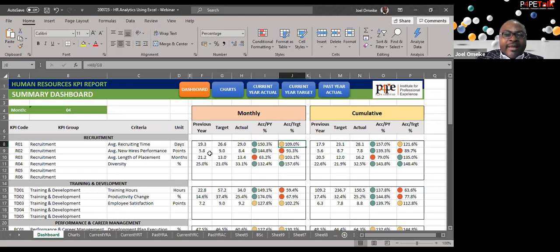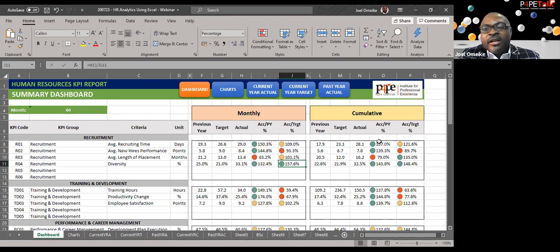However, in this particular case, average new hire performance, we expected new hire performance to be at 9 points. That's 90%, but currently the average is 84%. So we are doing 93% of expected results. So this again is showing us the extent of how good we're doing in this particular area.